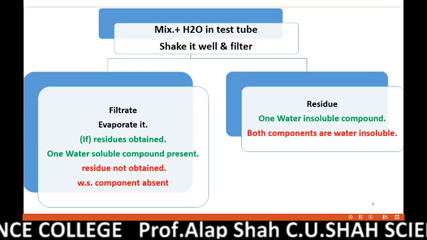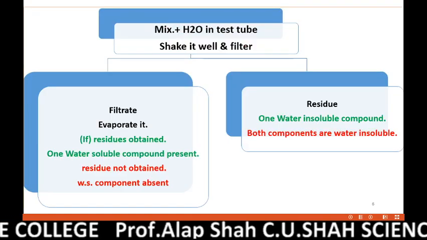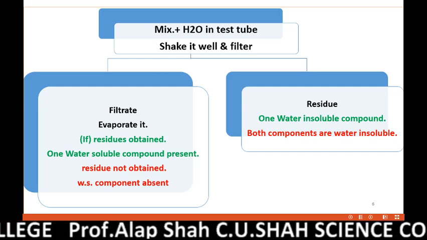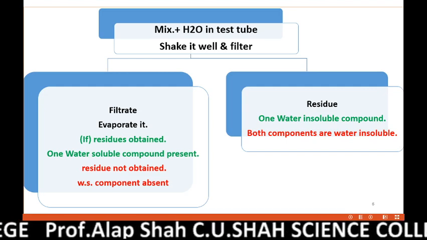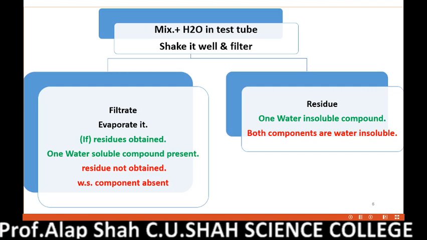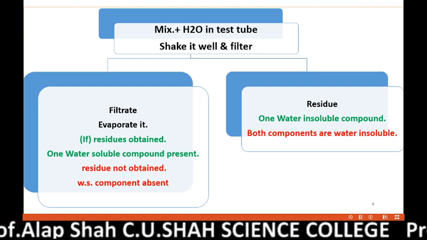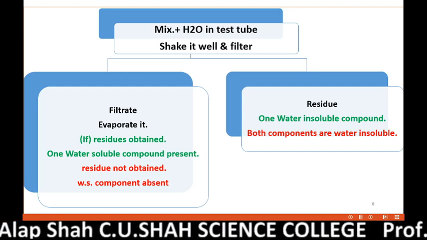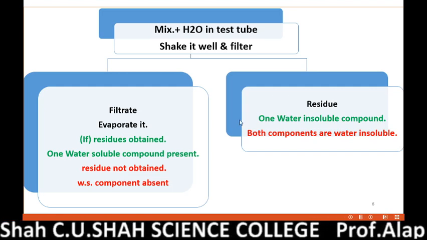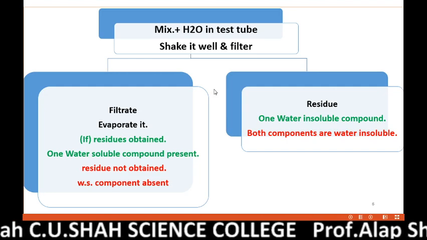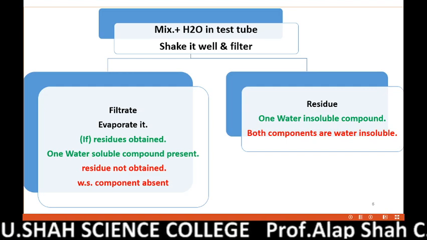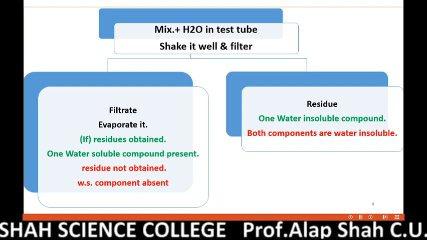Friends, whenever you are given a solid plus solid mixture, your first task is to determine whether one component is water soluble, so obviously the other component is water insoluble, or both components are water insoluble. So how would you do that? If you remember, in the first presentation we discussed a similar case, the mixture of sand and sugar. Sugar is water soluble and sand is water insoluble.